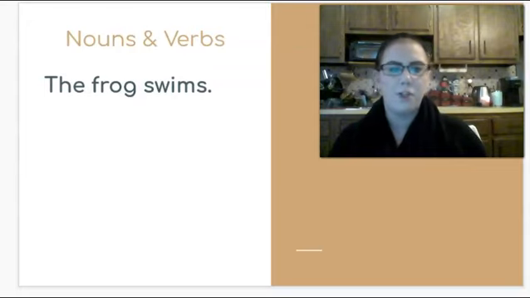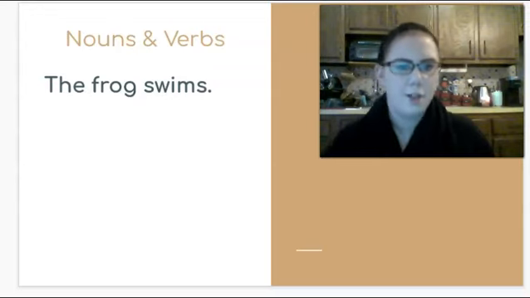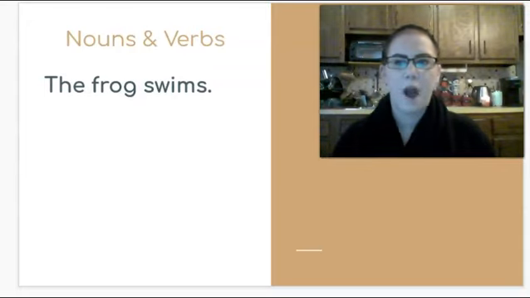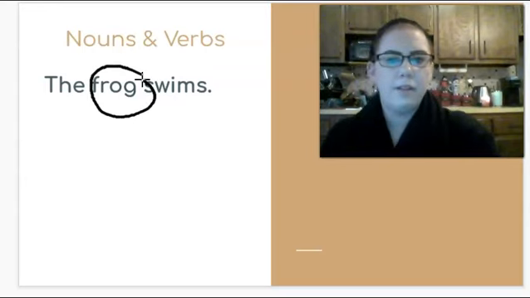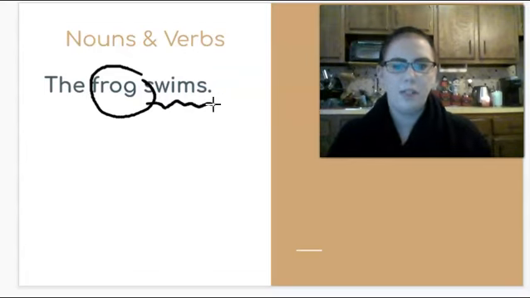Today we're going to circle the noun and put a little squiggle underneath the verb to show that it's an action, because a squiggle shows movement. If you can't do that, just put an underline. That's okay too. So, for example, we have the sentence, the frog swims. Frog is the noun, so I'm going to put a circle around frog. Swims is what he does, so I'm going to put a squiggle under the word swims. Now, you're going to do the same thing on page 12.1 in your workbook. Let's take a look at that.